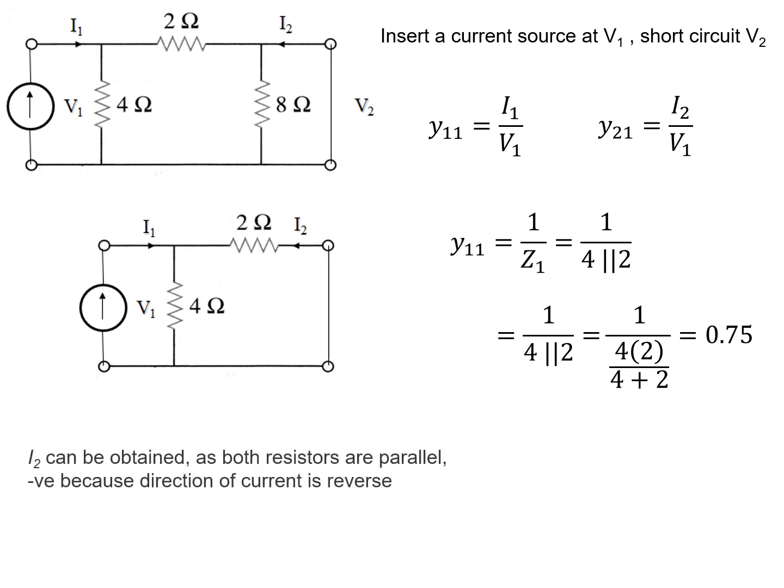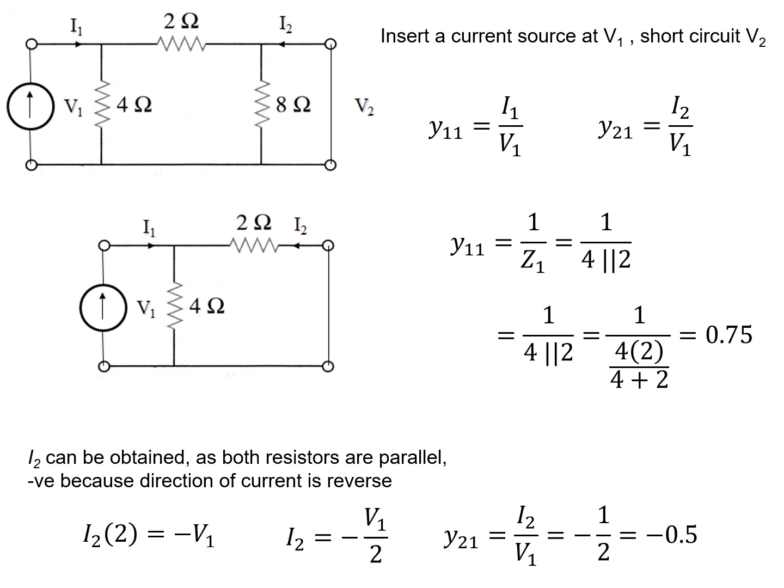Now the next one is Y21, and that can be obtained because both resistors 2 ohms and 4 ohms are parallel, and the direction of I2 is negative. So I2 multiplied by 2 ohms is equal to minus V1, or I2 equals minus V1 over 2, but we need Y21 in terms of I2 over V1, so that is negative 0.5.